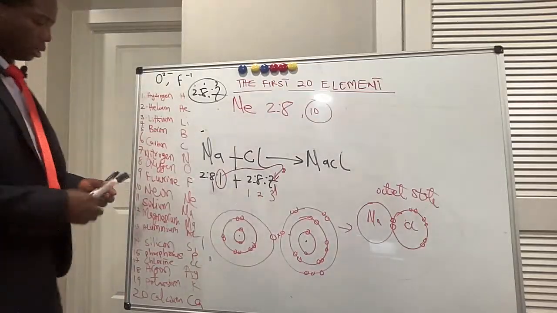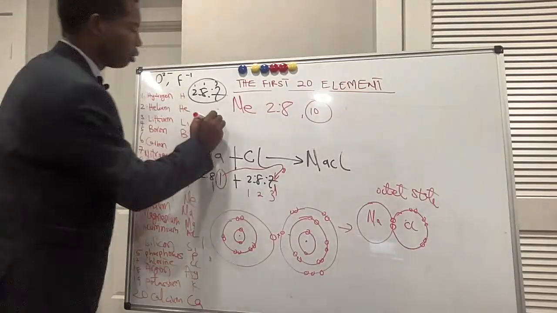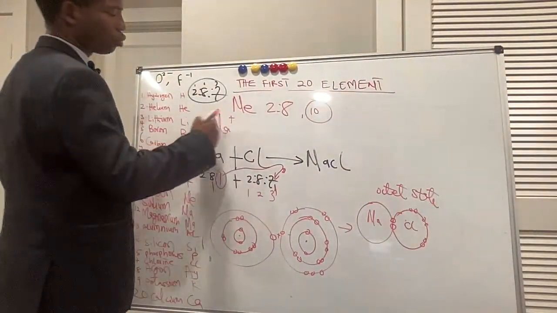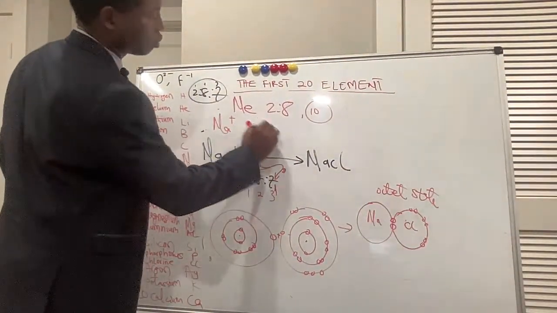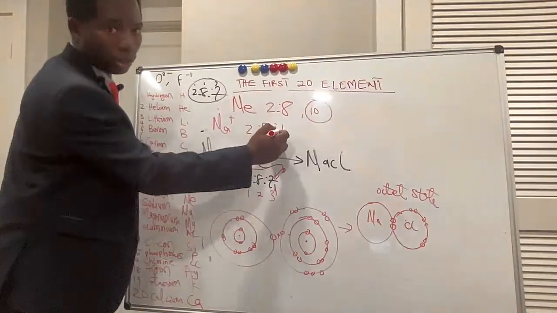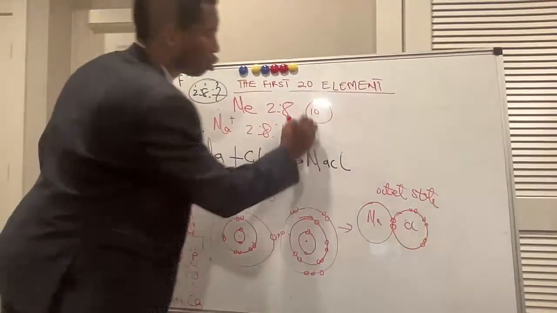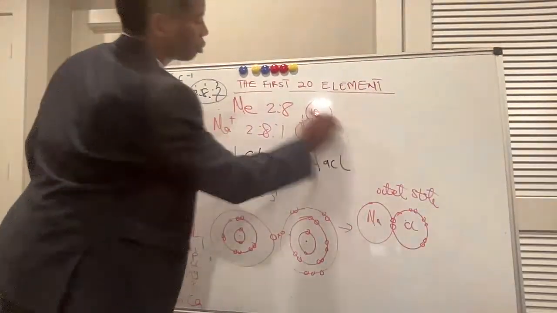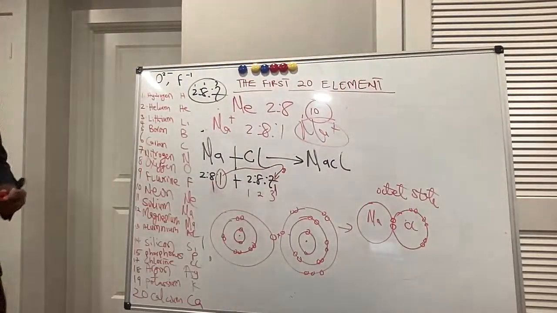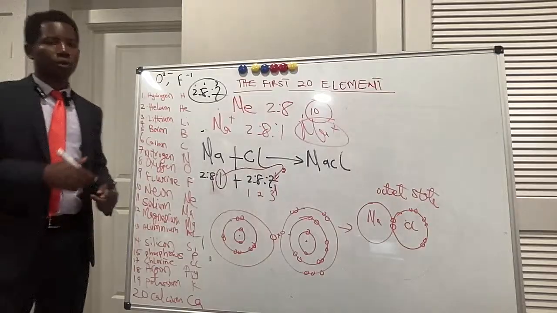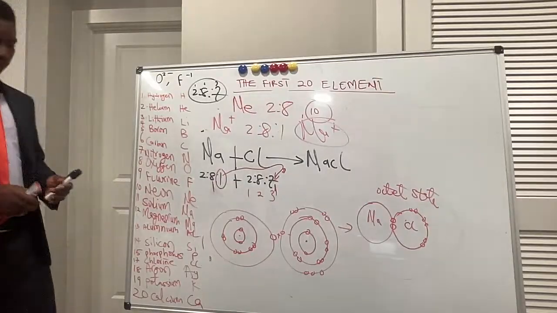And that is why we see sodium ion. Don't forget, sodium is 2.8.1. When sodium throws away this 1 electron, it becomes what? Positively charged. That's why you see sodium ion. When sodium throws away that electron, it becomes positively charged. It becomes sodium ion.